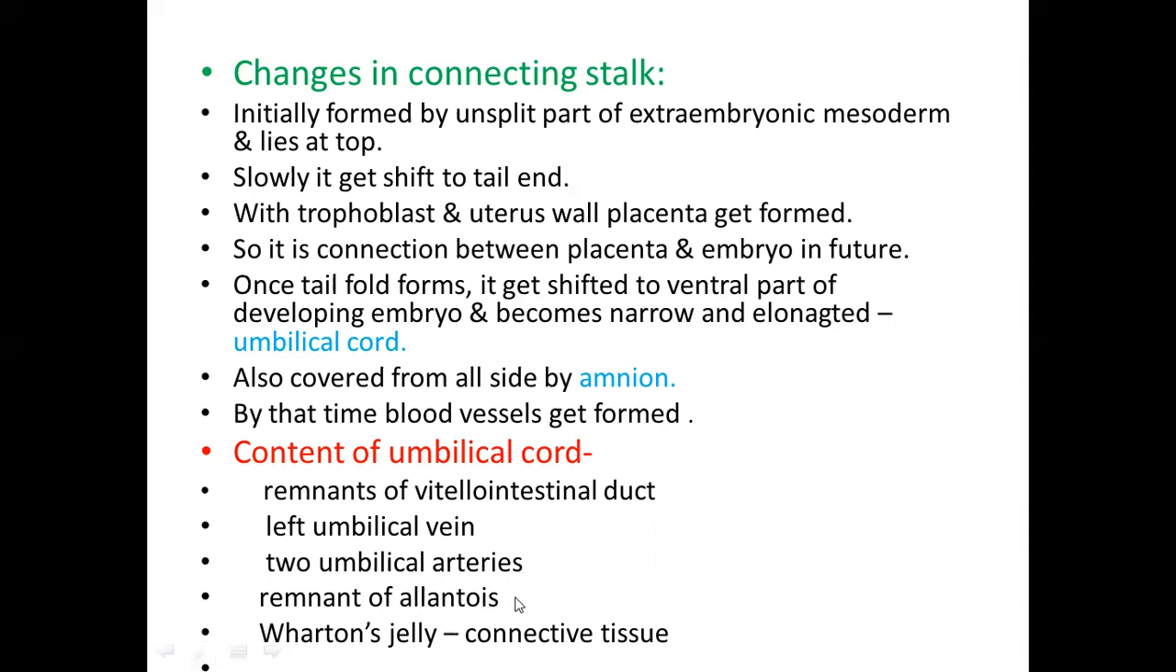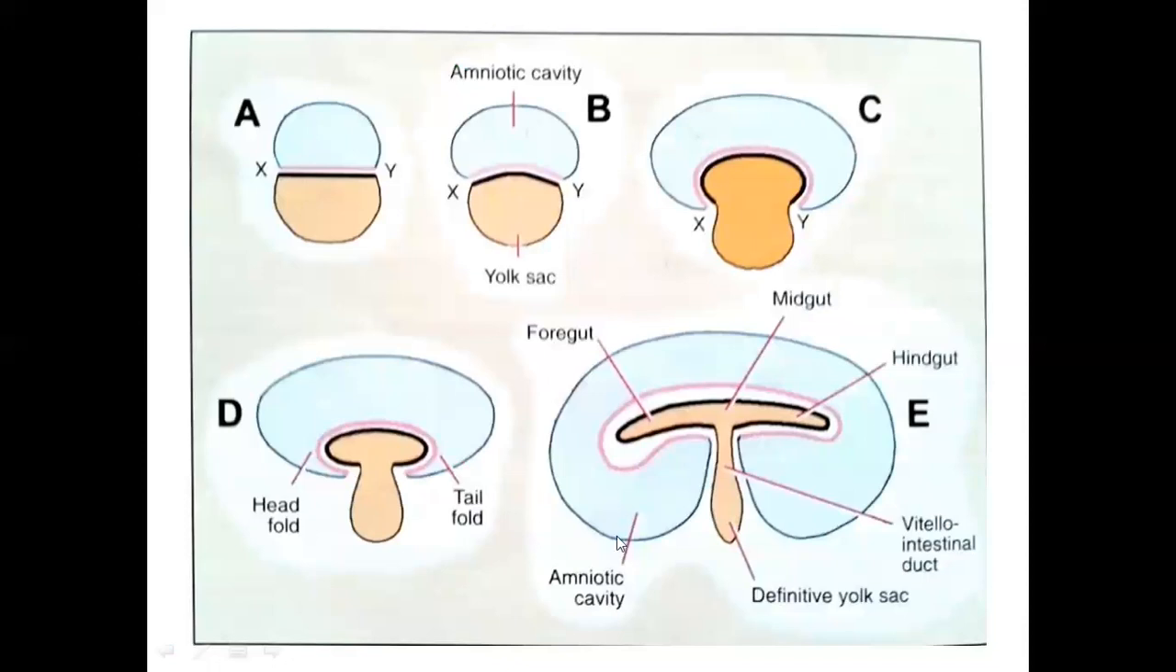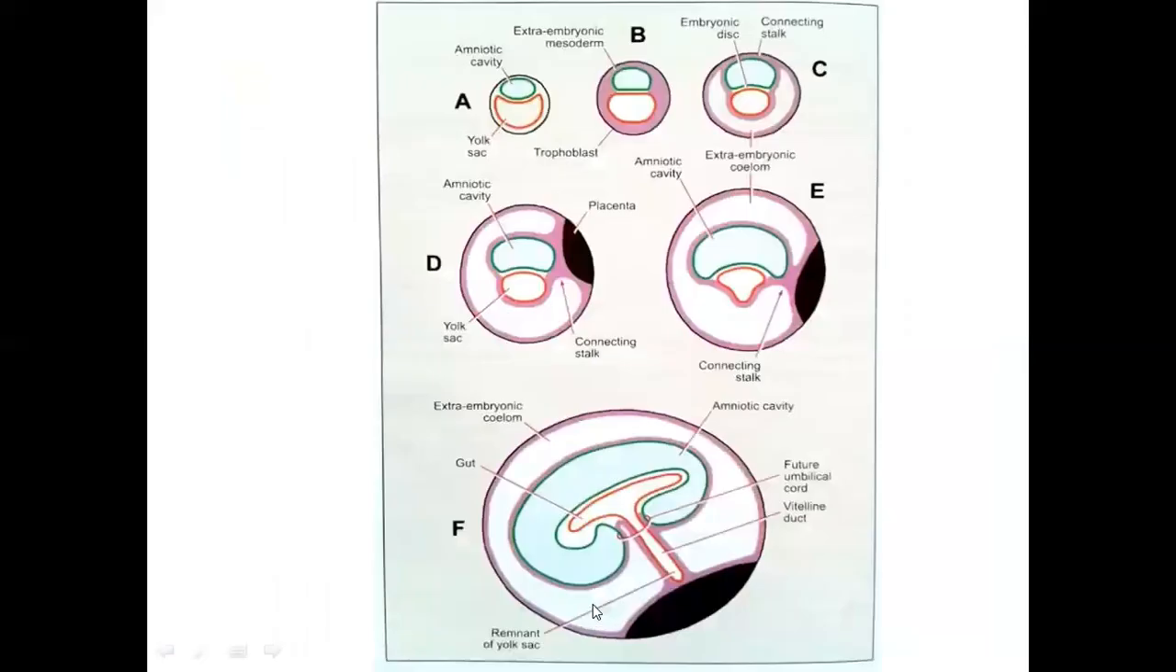We'll see in the next slides what happens in the allantois. Wharton jelly is nothing but the embryonic connective tissue. These are the contents of the umbilical cord. If you take a section at this level, the outermost layer you get is the amnion. Then the remnant of the vitello intestinal duct, then the left umbilical vein and two umbilical arteries, Wharton jelly, and all this is covered from outside by the amnion.